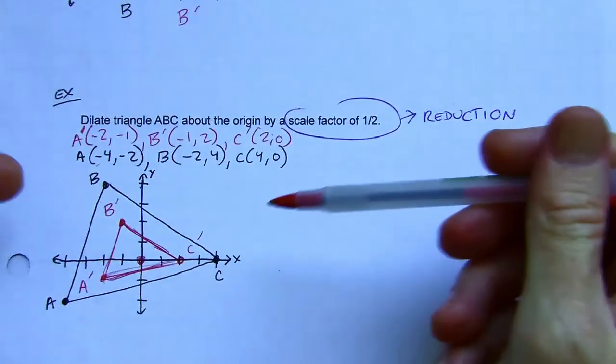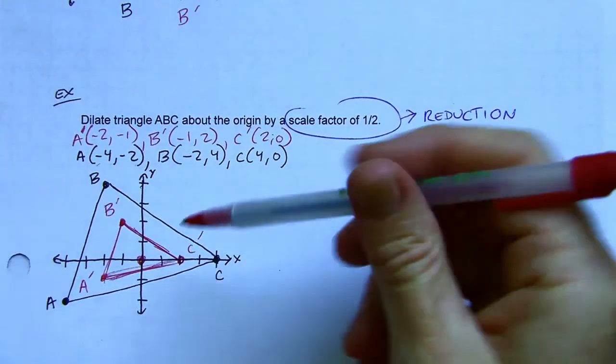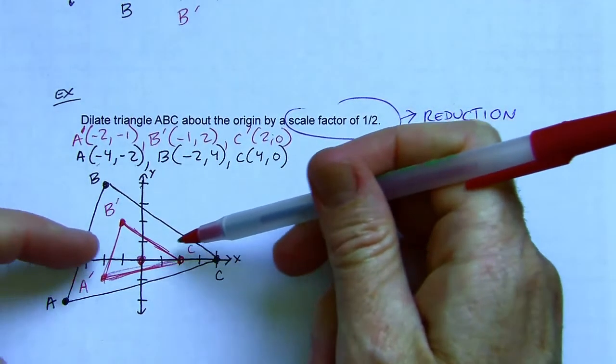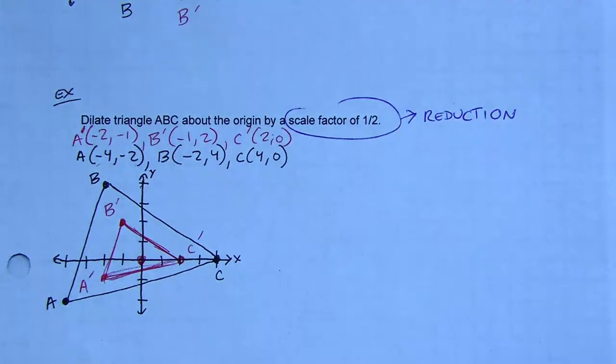So when it's a reduction, it's kind of like that's the drain in the sink, and you pull the stop and the drain, and everything kind of gets sucked in towards that, and you end up with a shrinking triangle.